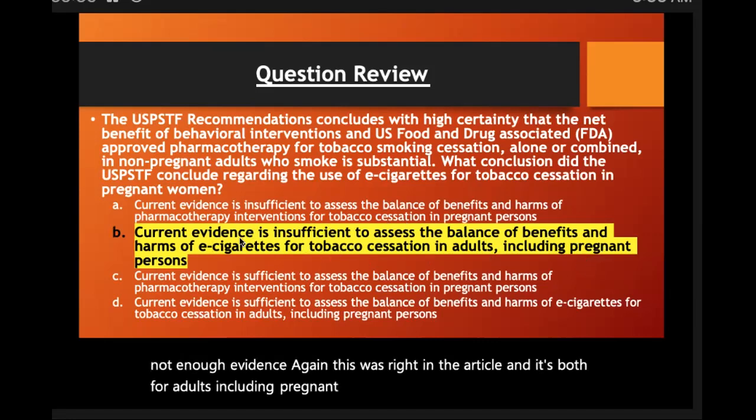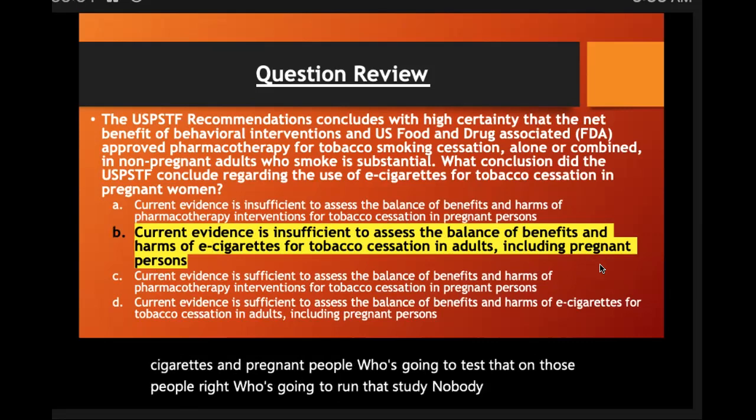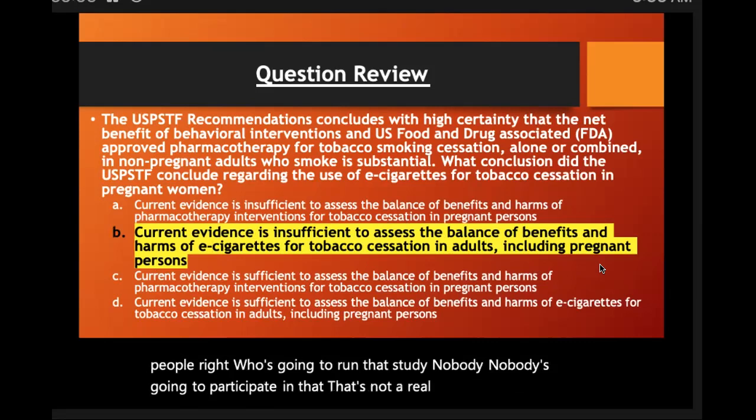Okay, and this actually makes sense if you think about it, because how are they going to have sufficient evidence regarding harms and benefits of e-cigarettes in pregnant people? Who's going to test that on those people, right? Who's going to run that study? Nobody's going to participate in that. That's not a real thing. So how could they even have enough evidence?